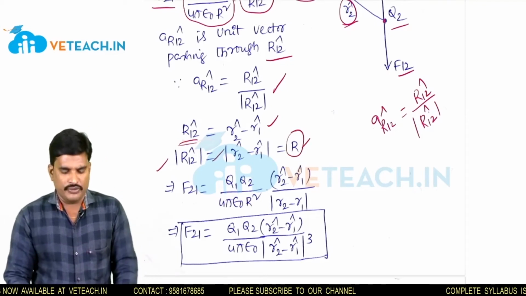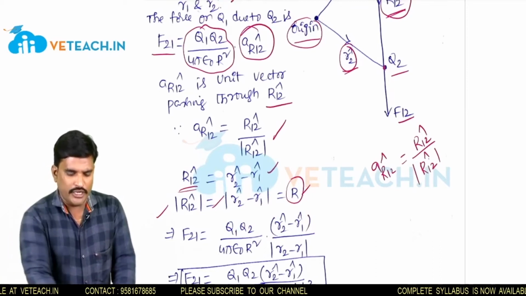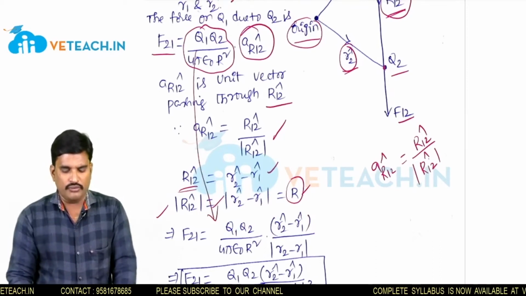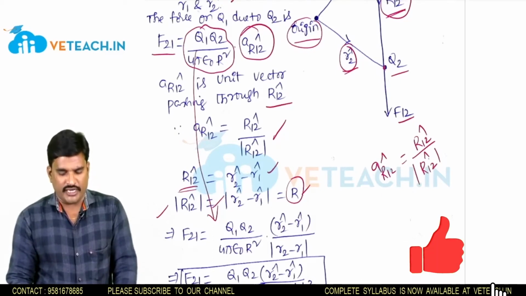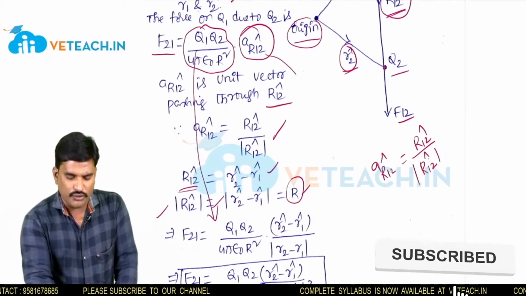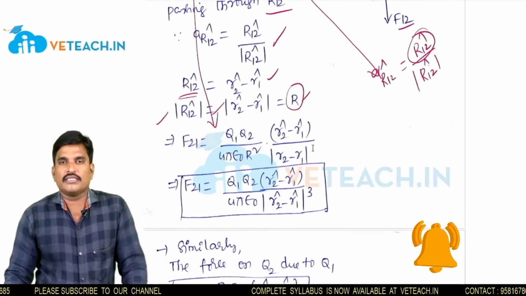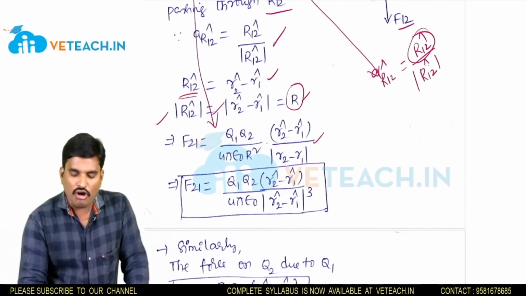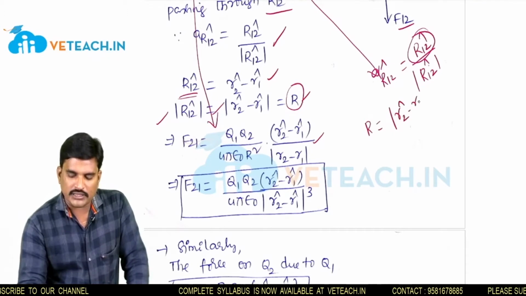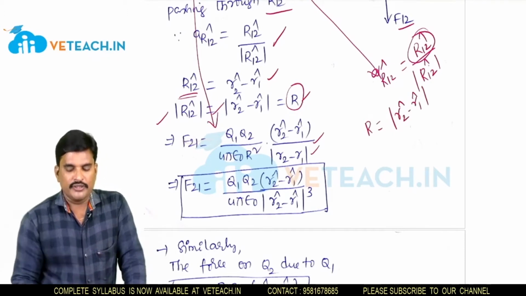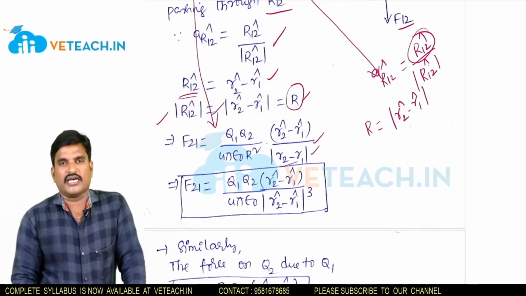Now I can substitute all the values in that expression. F21 is equal to Q1 Q2 by 4 pi epsilon naught R square into, in place of aR12, we write R12, which is R2 minus R1 by mod of R2 minus R1, because R is equal to mod of R2 minus R1. It is a magnitude, right? So it is replaced by R2 minus R1.